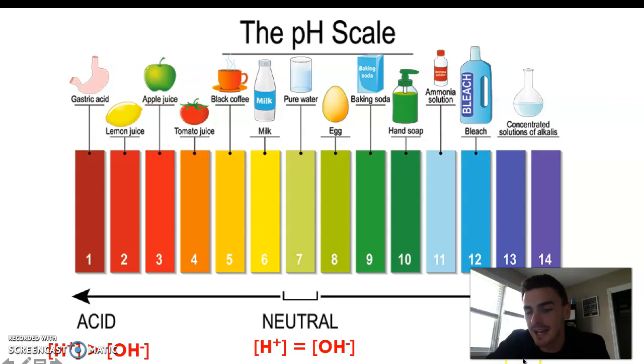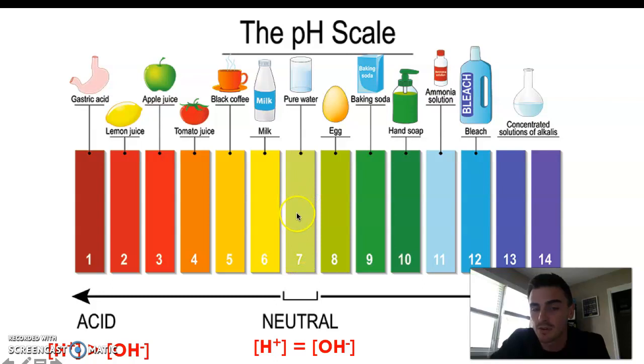On the flip side, if there's a low number of hydrogens, that would mean we have a lot of hydroxides. We call that basic. So all of these pHs bigger than 7, you see cleaning products, certain alkali metals, there's that soap again, baking soda as a base. Anytime we have a pH greater than 7, it's going to be basic in nature.